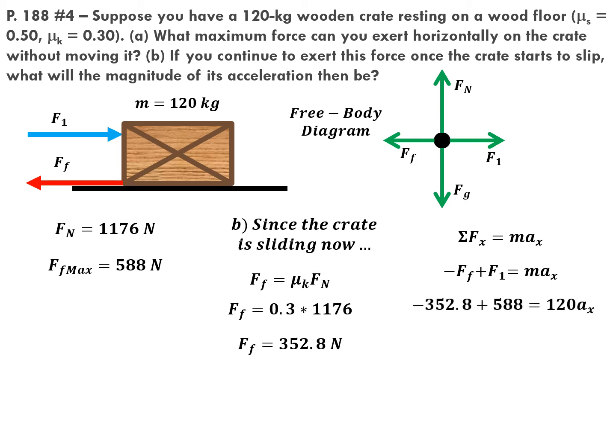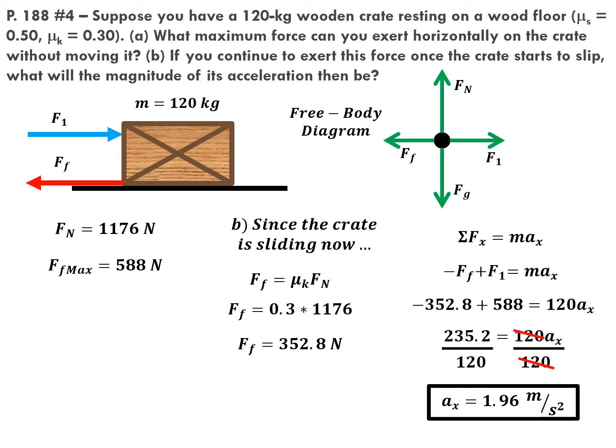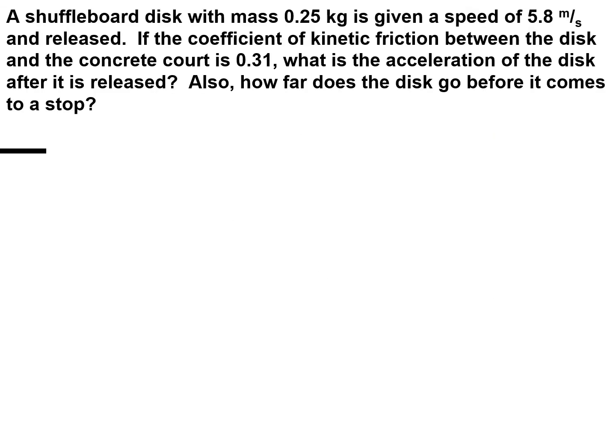Force of friction, we already figured that out. That's 352.8. And then the force 1 that we have to apply, it says if you continue to exert the force once it starts to slip, that's this maximum force that we used back here to get it to start moving. We're going to apply that force and continue applying it, so that's 588. And that's going to be equal to mass times acceleration. So we add these together on this side, then we divide by 120, and that gives us that our acceleration is going to be 1.96 meters per second squared.